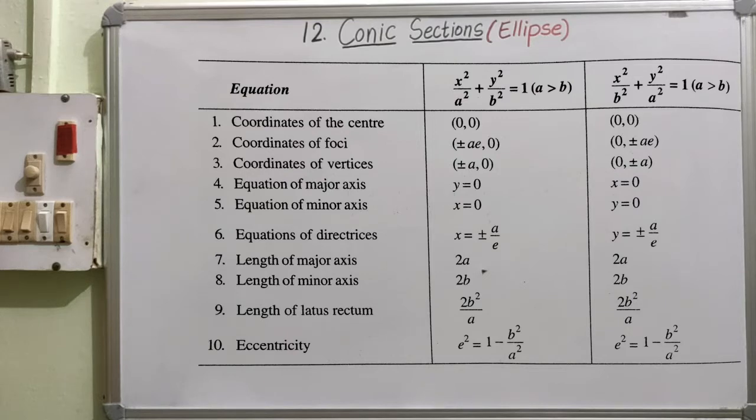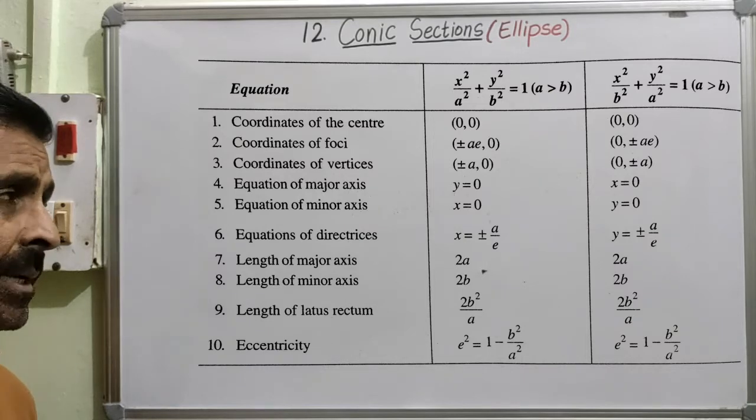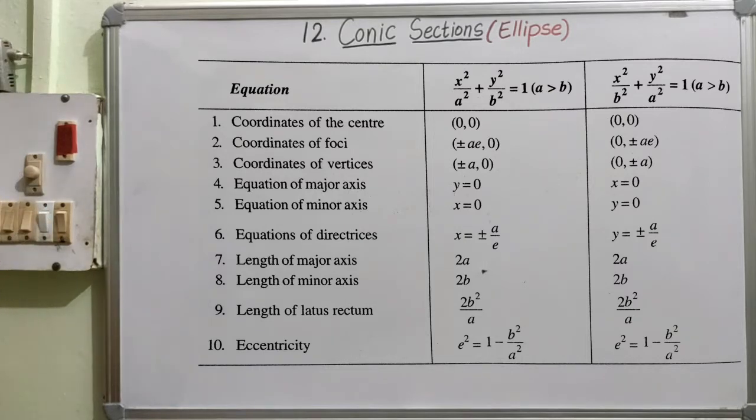I hope I am able to make you clear. When the major axis is along the y-axis, then we call it a vertical ellipse, right? So in this table, you are able to see the values of different components. Like we have the coordinate of the center. The center is always the same, (0, 0). The coordinate of center for any ellipse will be the same, (0, 0).